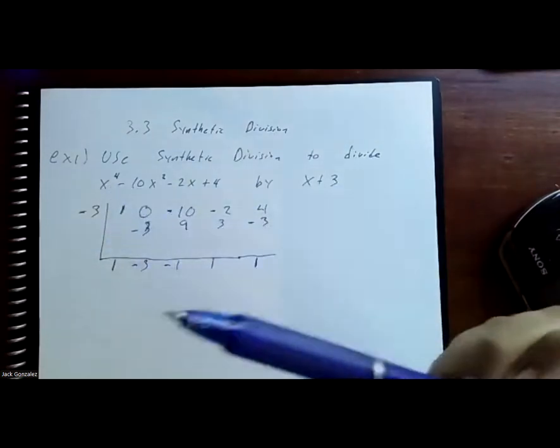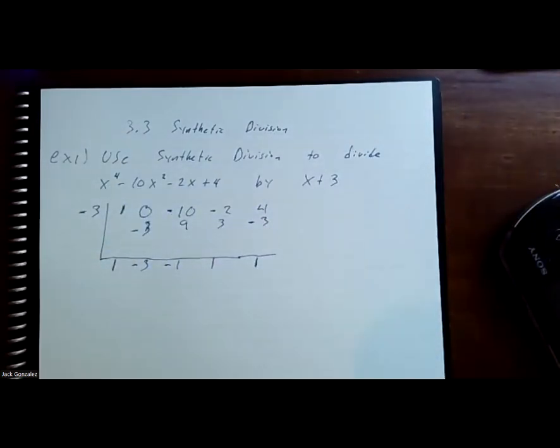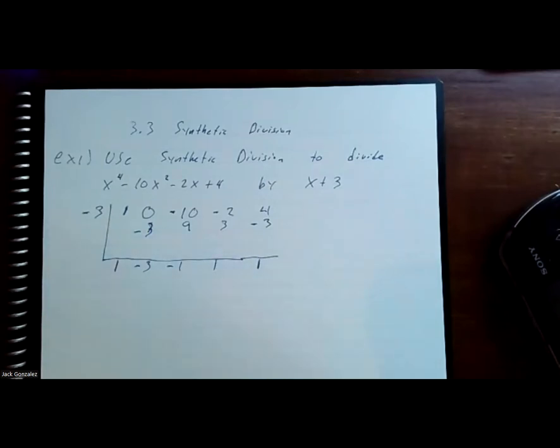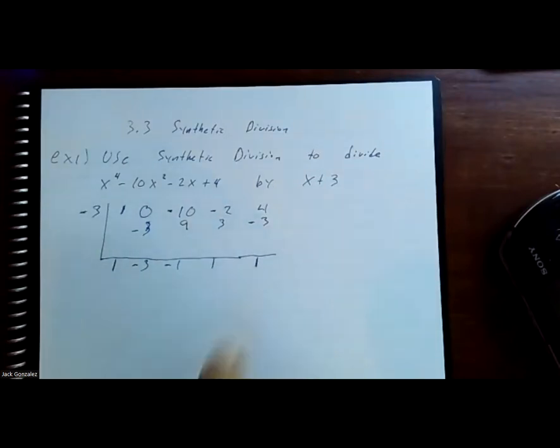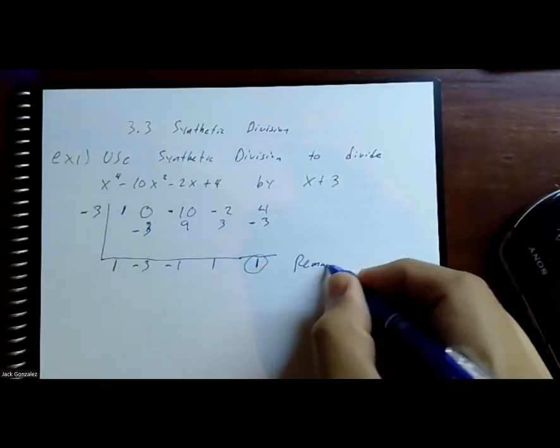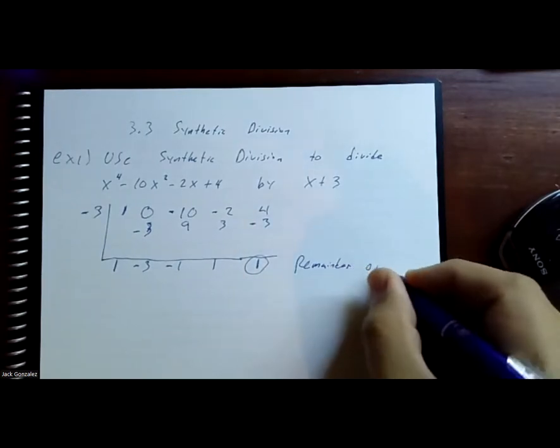So always, I'm sorry. Any questions on this step here? So I guess it's not a 0 because it doesn't end in a 0. Correct. This will be our remainder. So right here, this is my remainder of 1.